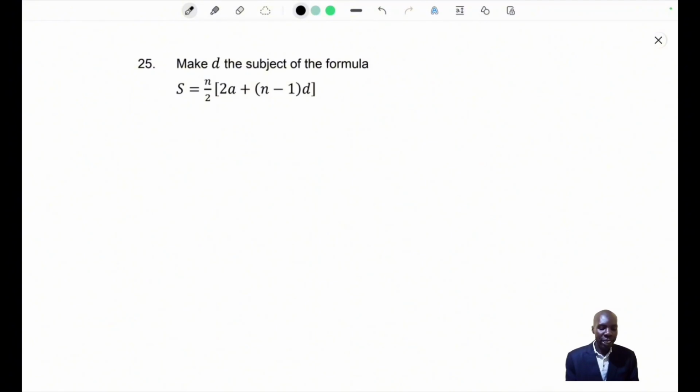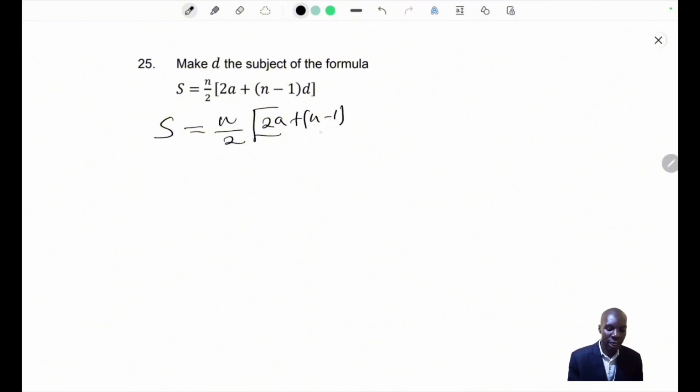Number 25, make D the subject of the formula. So what we are given here is S equals n over 2 in bracket 2a plus n minus 1 b, like that. Now we want to make D the subject of this formula. So how are we going to go about it? The first thing, we can cross multiply both sides by 2.